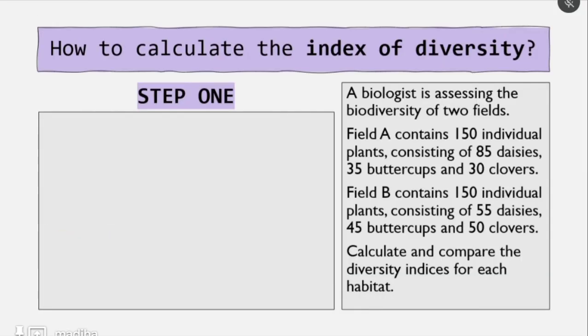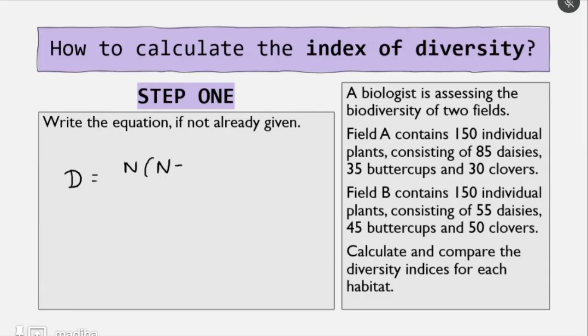So step 1 in this is to write the equation if it's not already given. Now, I'll be honest, I've always seen it given. I don't think it's an equation that you need to remember, but just in case, because you can never be too sure, we'll write it down here. So we've got n times n minus 1, and then we've got the sum of the little n times this. So this is the equation. So the first thing we'll do is get the equation down and ready.